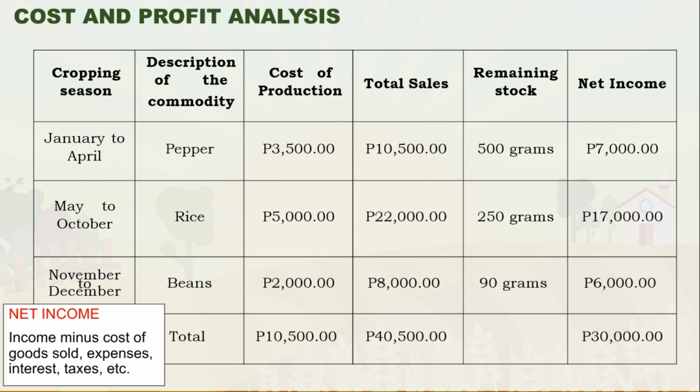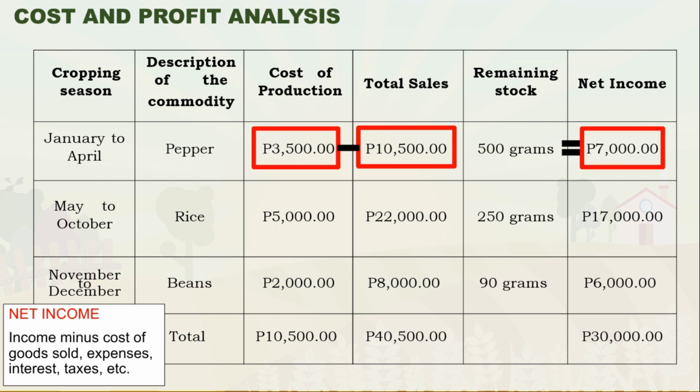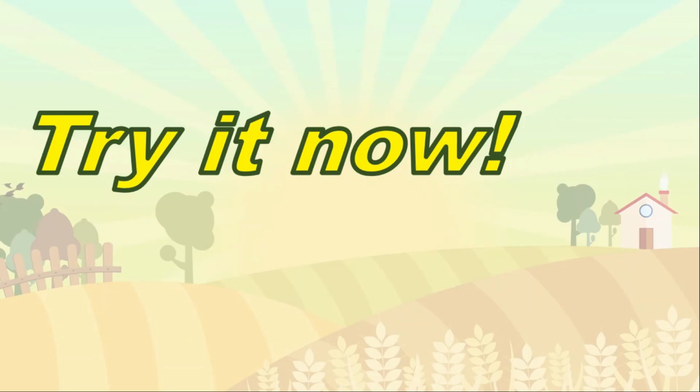So tatandaan, ang net income, ang formula niyan ay the income minus the cost of goods sold, expenses, interest, taxes, and many more. So halimbawa, we have the total sales of 10,500 pesos. Let's minus it with the cost of production that is 3,500 pesos. So meron tayong net income na 7,000 pesos. Okay po? So yun ang cost and profit analysis.